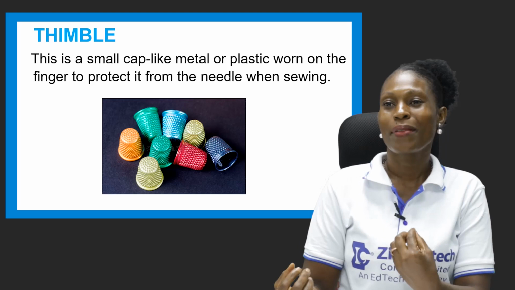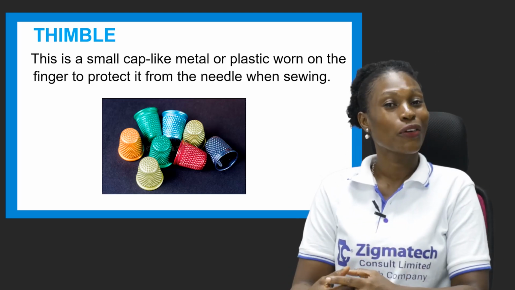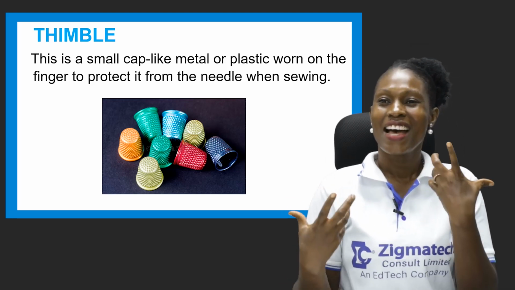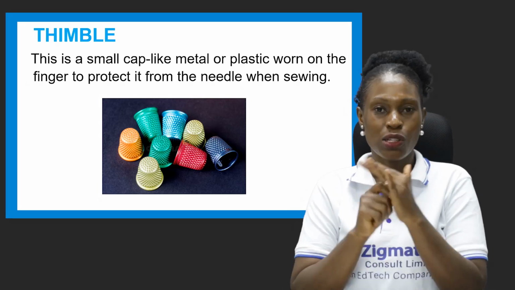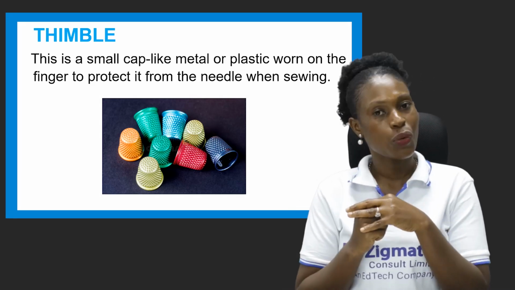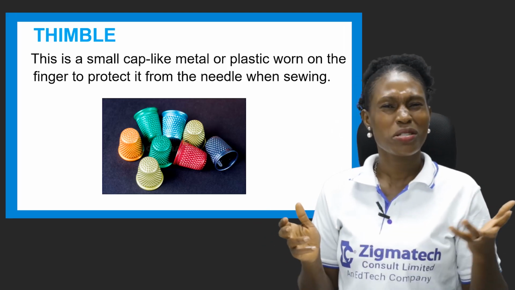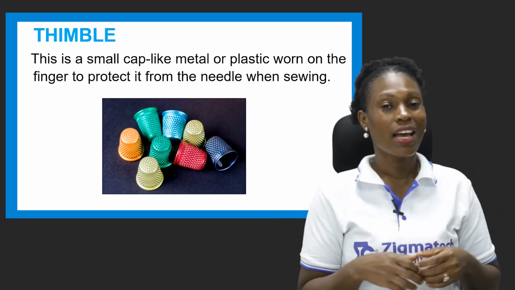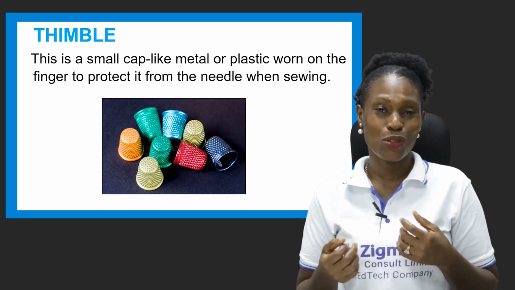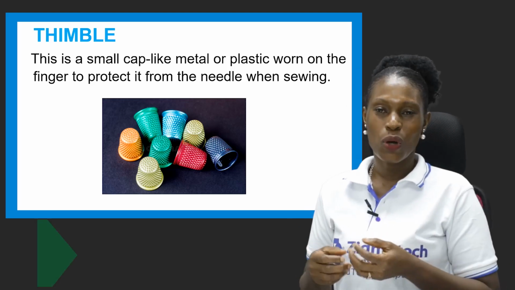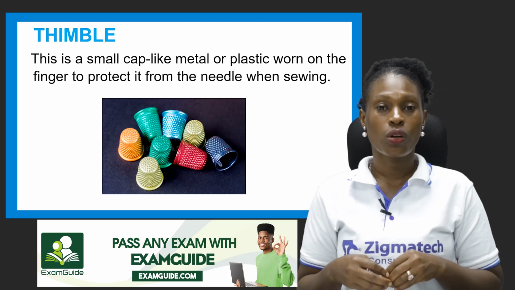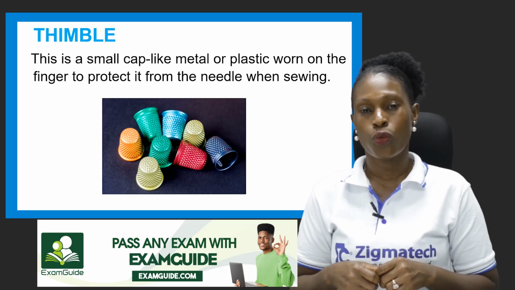Now, this is a small cap-like metal or plastic one worn on the finger to protect it from the piercing of your needle when sewing. People wear this, though I've just seen a few persons. It's not so rampant or common. I think it's mostly common for people that are just learning to make clothing, and then you have to wear your thimble so you do not pierce yourself in the course of sewing.